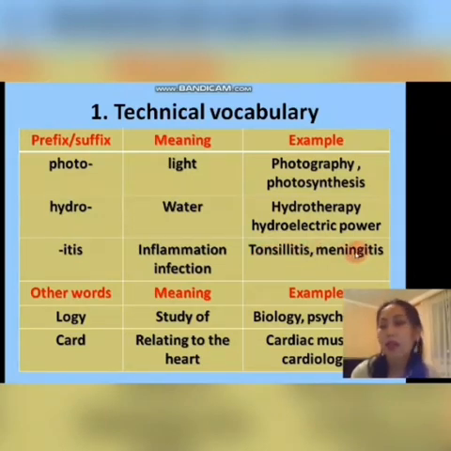And dear my clever students, you must know other word parts like logi and card. Logi, its meaning is study of, for example, biology or psychology. And card, its meaning is relation to the heart, for example, cardiac muscle or cardiology.